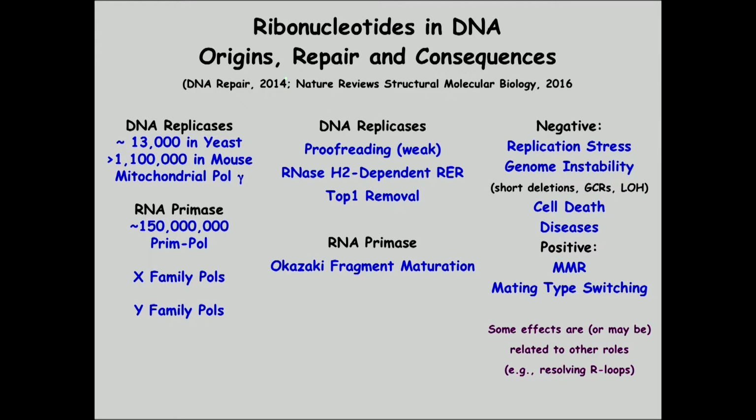And I'm not going to try to go through all of that, but if you're interested, Jess Williams and I wrote an article for DNA Repair in 2014, and for Nature Reviews Structural Molecular Biology that is just coming out. And it encompasses all of this kind of information. And I should also point out that some of these phenotypes may have to do with roles of the RNase H2 enzyme in incising ribose that have nothing to do with ribose incorporated during replication, but could be involved in resolving R loops that arise during transcription, for example. So this part of the process is highly complicated.